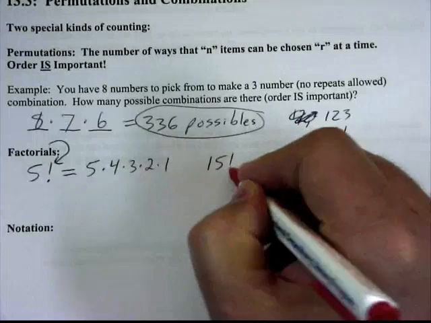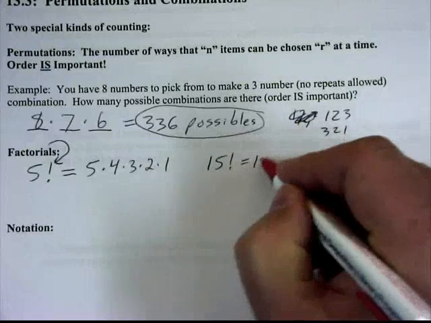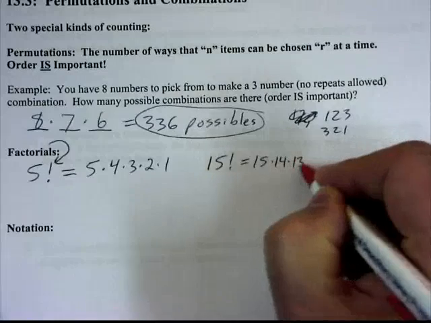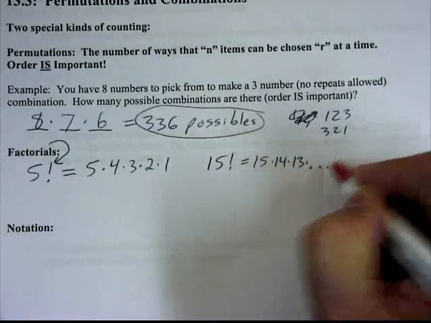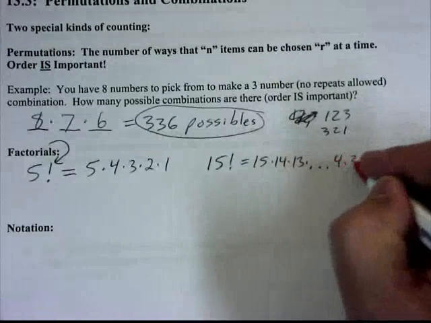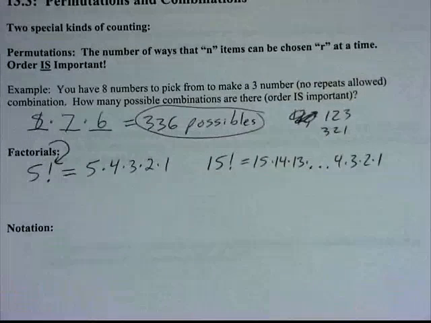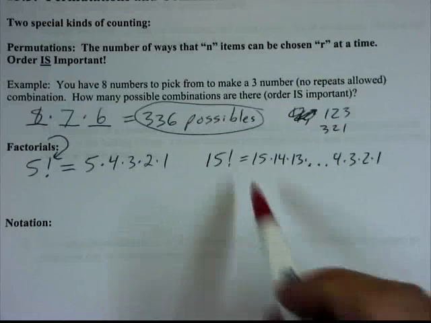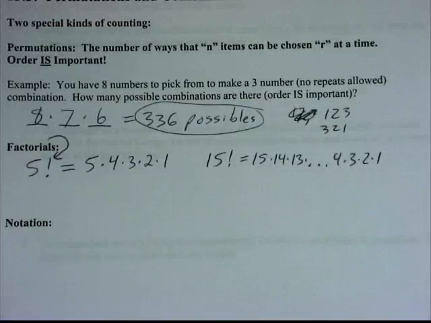15 factorial would mean 15 times 14 times 13 times 12 times 11 times 10 times 9 times 8 times 7 times 6 times 5 times 4 times 3 times 2 times 1. All right? And you can see that these numbers get really big really soon.